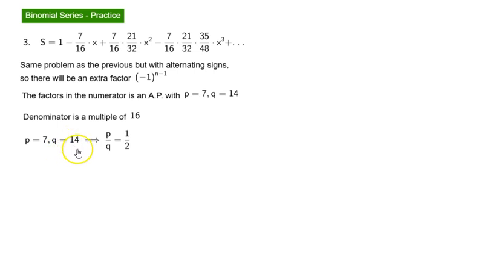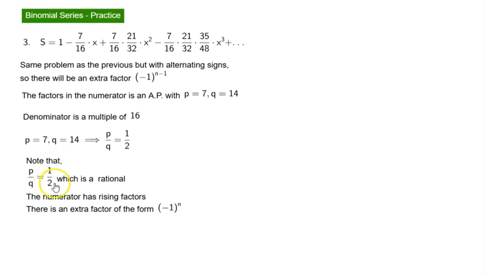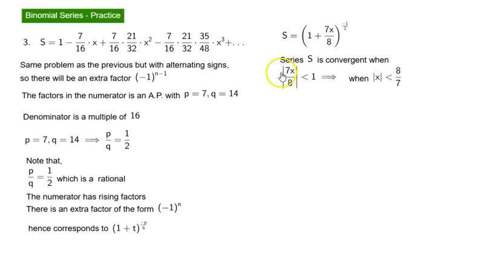So p equal to 7, q equal to 14, p by q equal to 1 by 2. Note that p by q equal to 1 by 2, which is a rational. The numerator has rising factors. There is an extra factor of the form minus 1 to the power of n. Hence corresponds to 1 plus t to the power of minus p by q. S is equal to 1 plus 7 by 8 x to the power of minus 1 by 2. So series S is convergent when the absolute value of 7x by 8 is less than 1, which implies when absolute value of x is less than 8 by 7.